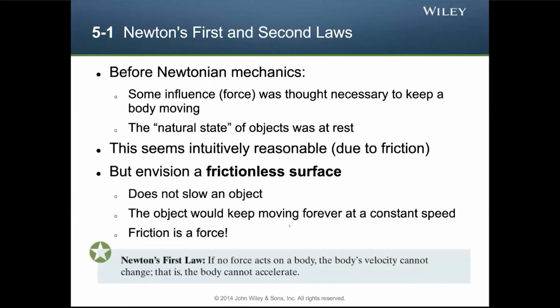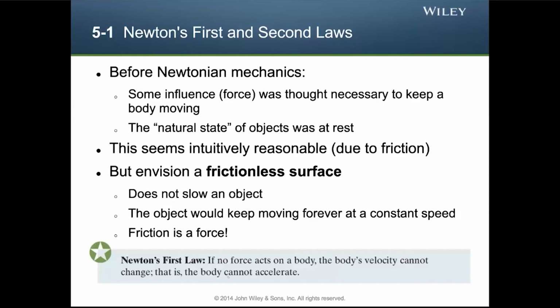So Newton's first law, we see down here, is worded kind of funnily. It says, if no force acts on a body, the body's velocity cannot change. That is, the body cannot accelerate. The more classical definition is if an object is in motion or at rest, it tends to stay in motion or at rest unless acted upon by an outside force, meaning something will continue doing what it's doing forever until something outside of its body affects it in a way.